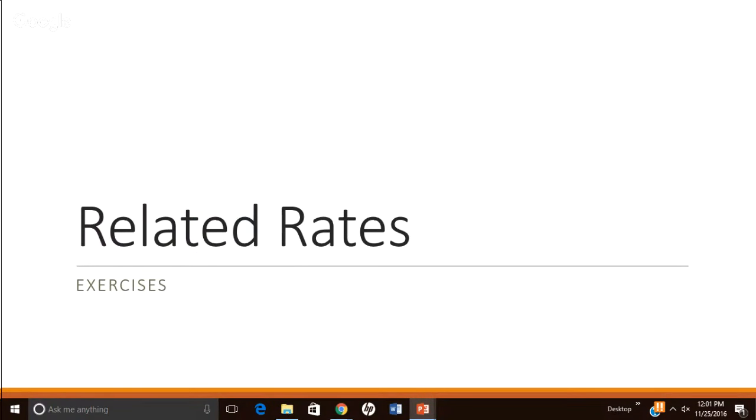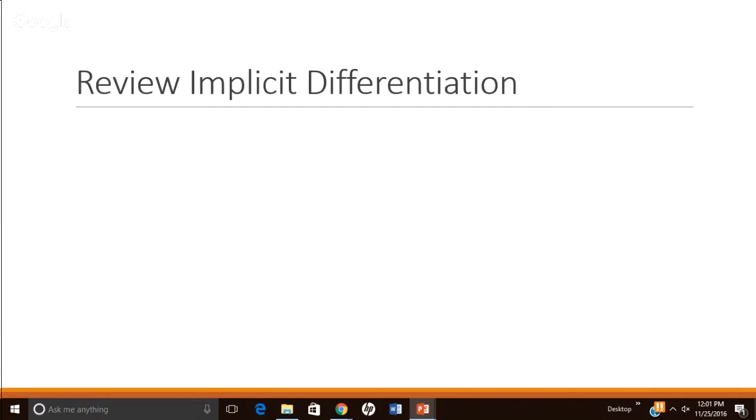Let's go through a little bit of review from our last class on implicit differentiation. Unlike explicit differentiation, you can't solve the equation explicitly in terms of one of the dependent variables. So what you have to do is differentiate implicitly, meaning you've got to differentiate each term independently. So let's start off with an equation.